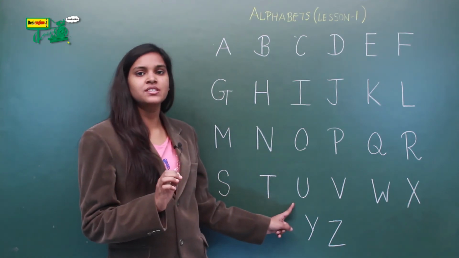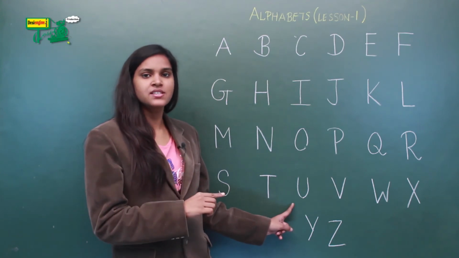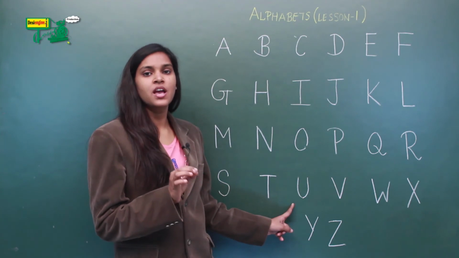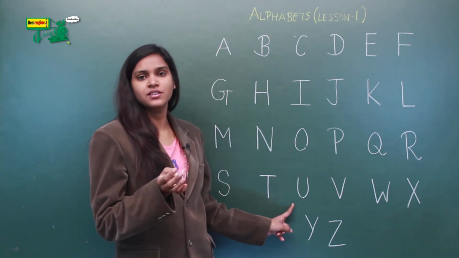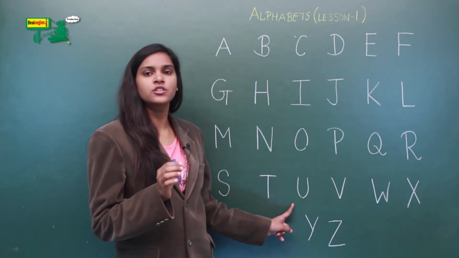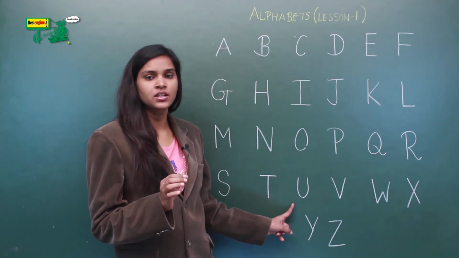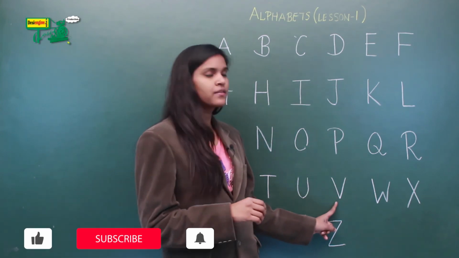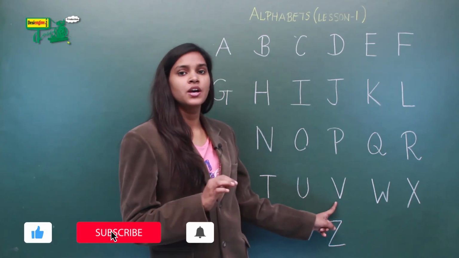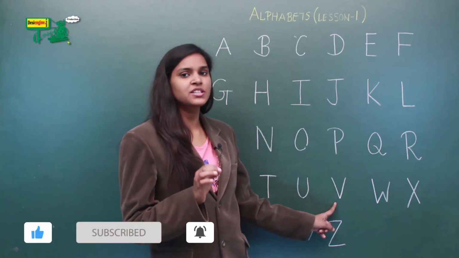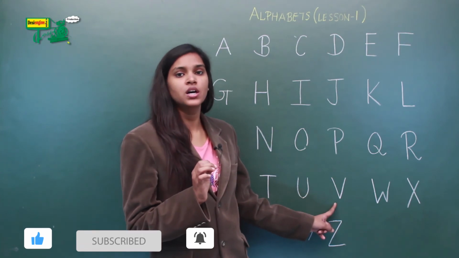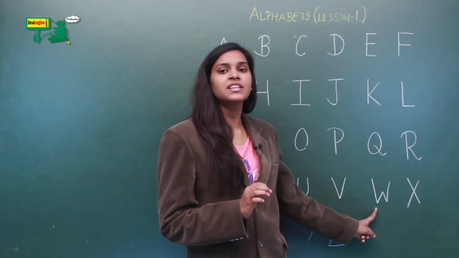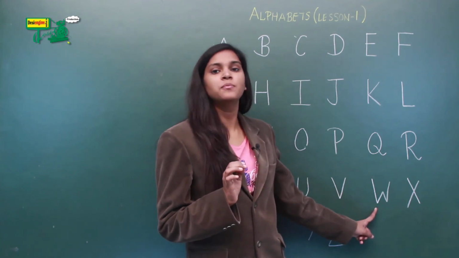The next alphabet is U. Even this has a long sound and a short sound. The long sound is U as in unicorn and the short sound is U as in umbrella. The next alphabet is V and the sound that it makes is V. The next alphabet is W.